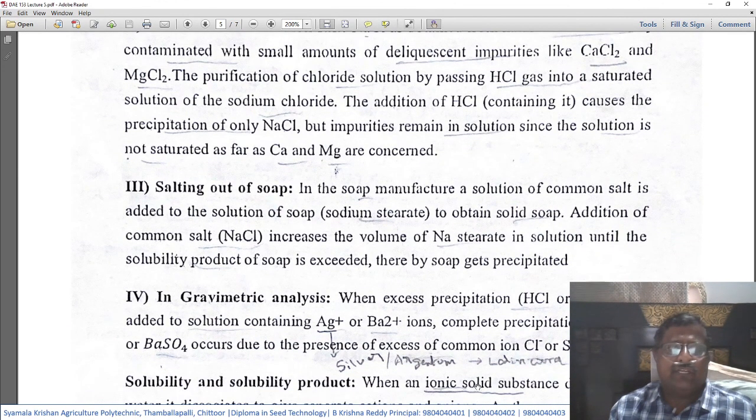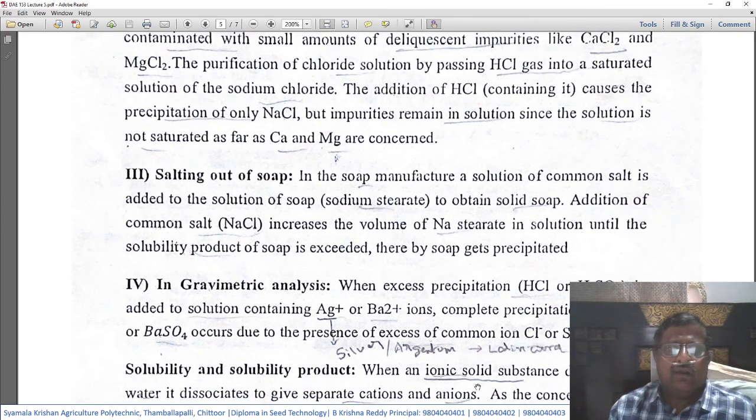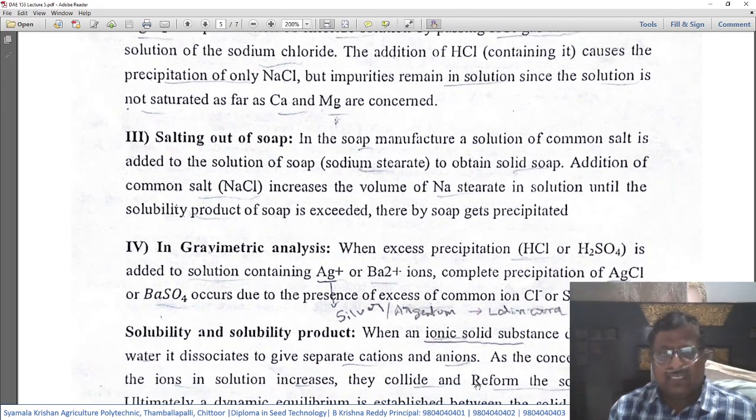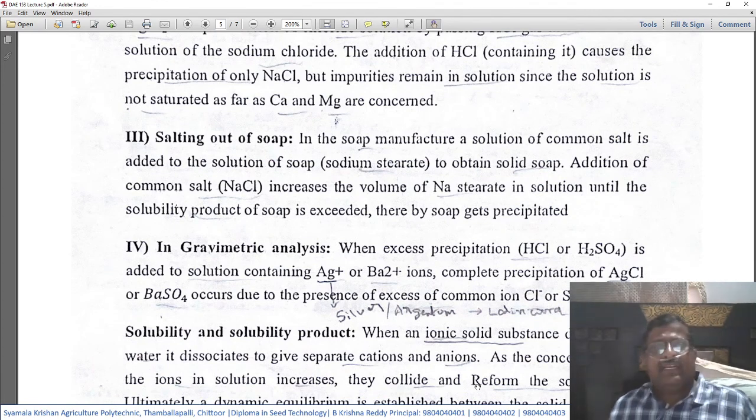Coming to the third application, salting out of soap. In the soap industry also, this common ion effect is being used. In soap manufacturing, a solution of common salt is added to the solution of soap, that is sodium stearate, to obtain solid soap. Addition of common salt, sodium chloride, increases the concentration of sodium ions in solution until the solubility product of soap is exceeded.